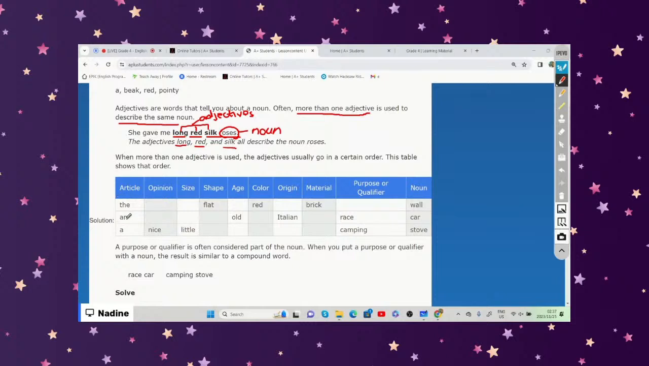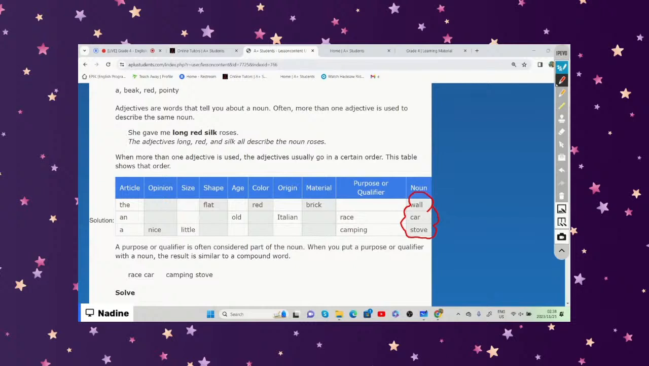So if we have our article, remember, we said that an article is not an adjective. The and a are not adjectives. An adjective is something that describes the noun. And you see, the noun is literally the last thing over here. We need to describe either wall, car, or stove. That is an example.